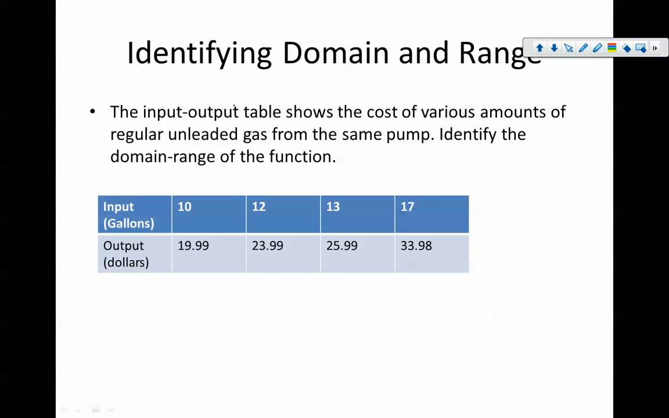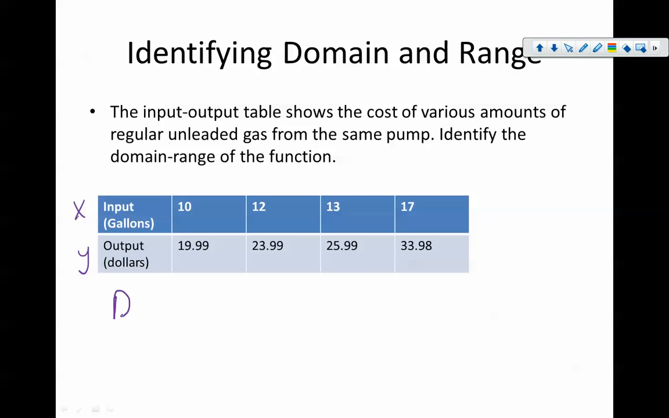So the input-output table below shows the cost of various amounts of regular unleaded gas from the same pump. Identify the domain and range of the function. So here we have inputs and here we have outputs. Again, sometimes we mark those as x and y. Not always. It just depends on whatever variables we're choosing to use. But in this case, the input is the number of gallons and the output is the cost. So this is how many gallons I buy, and the number of gallons of gasoline I buy tells me how much this is going to cost. So I need to identify the domain and range.